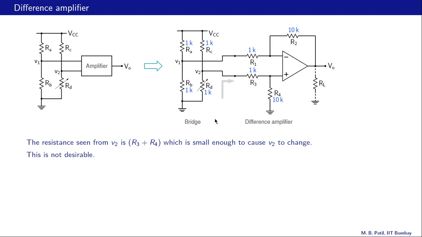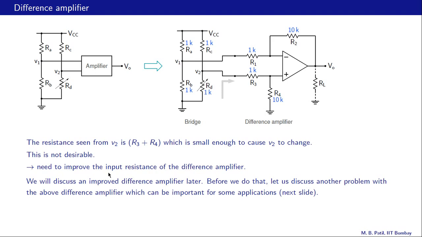The resistance seen from V2, this resistance here, is R3 plus R4 because that op amp input current is 0. So therefore all we see is R3 and R4 in series. And in this case it is 10K plus 1K or 11K. Now 11K is not too large compared to this 1K or this 1K. And therefore our V2 is going to get disturbed, and that of course is not desirable. So we definitely need to improve the input resistance of the difference amplifier. And we will discuss an improved difference amplifier later. But before we do that, let us discuss another problem with the above difference amplifier, which can be important for some applications, and that we will do in the next slide.